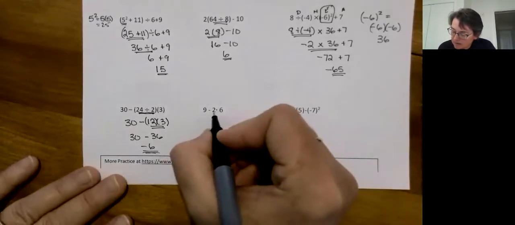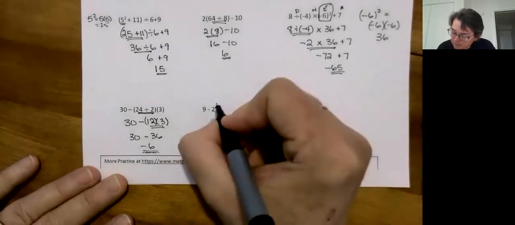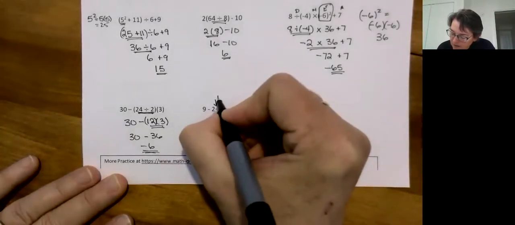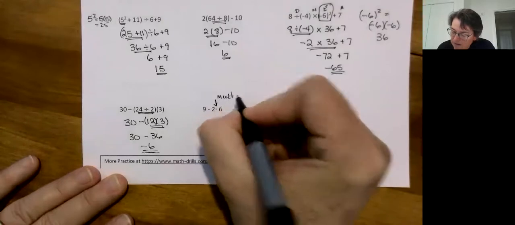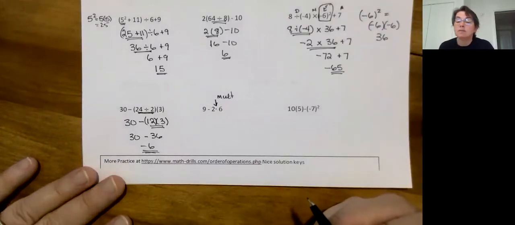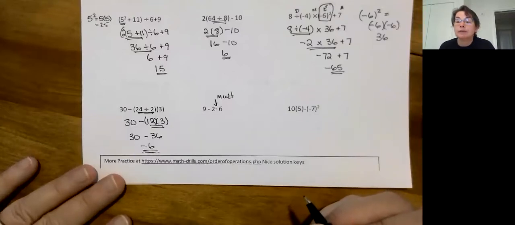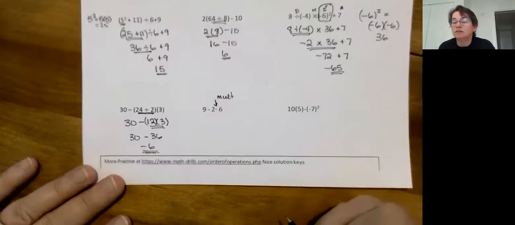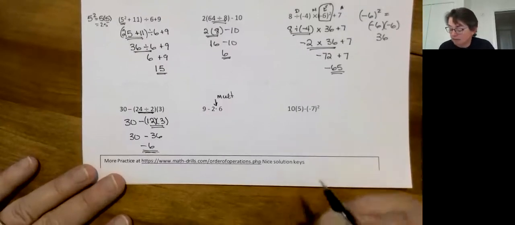9 minus 2 times 6. Oh. There's our bracket, or our dot again. Remember, in the last video I went through, there's a whole bunch of different ways of writing multiplication, and one of them is that dot. I don't use it that often, but I wanted to make sure you guys saw it so it didn't freak you out if you saw it on some kind of a hand-in assignment or a test or something.